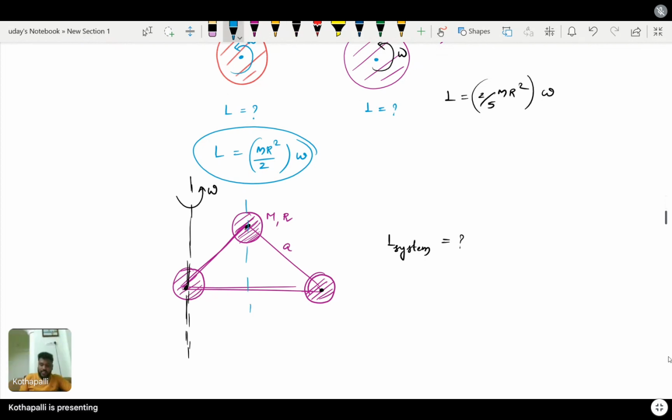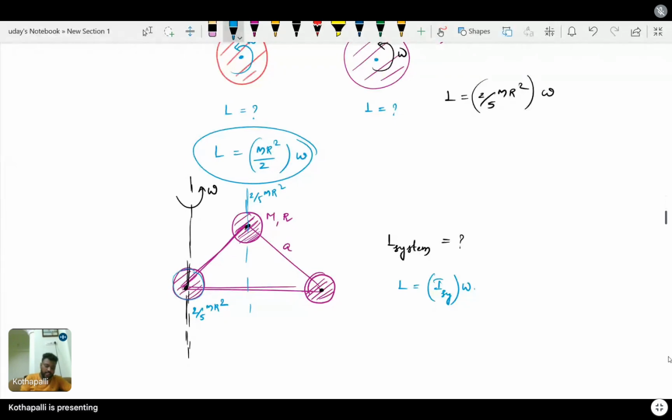Here. Where do you calculate the center of mass? L is equal to I of the system into omega only. You know what is the moment of inertia of the system? Moment of inertia of this sphere is 2 by 5 mr square. Moment of inertia of this sphere about this axis is 2 by 5 mr square.